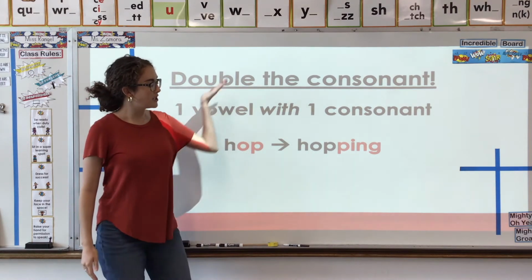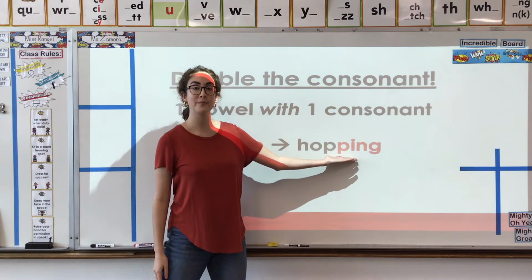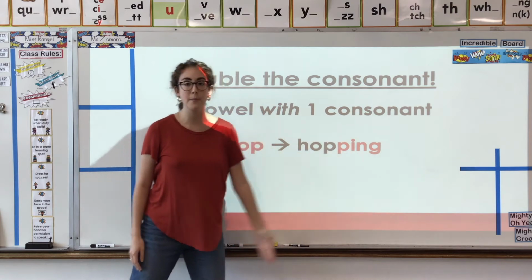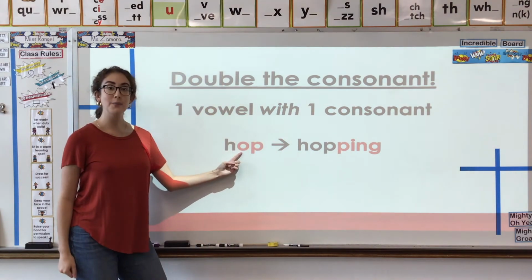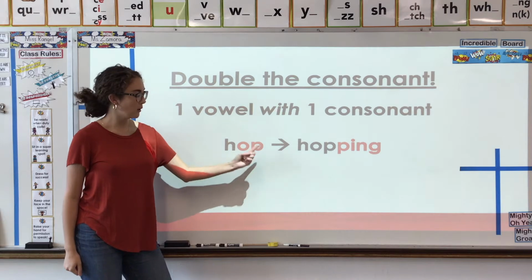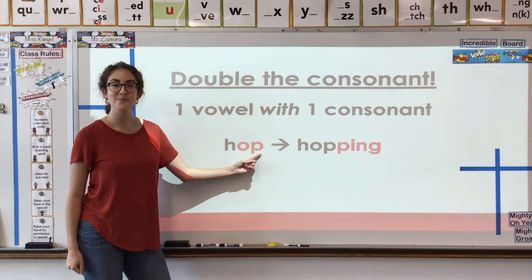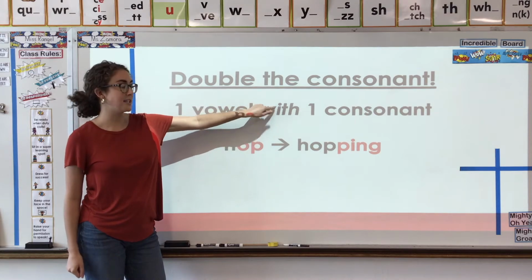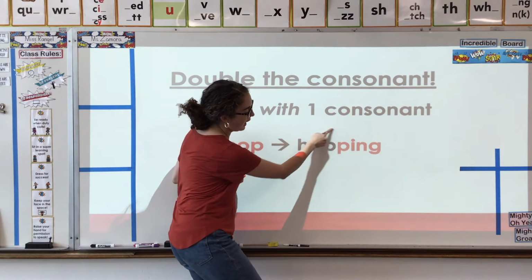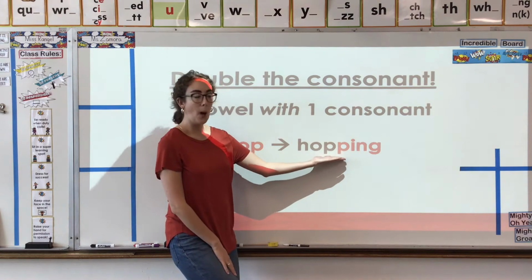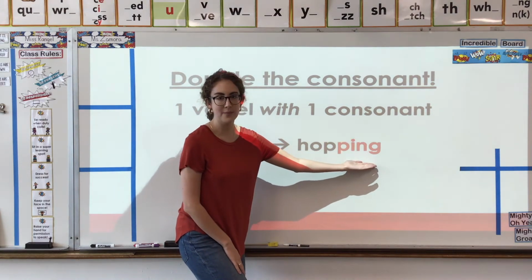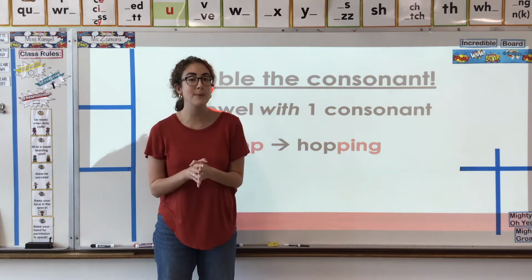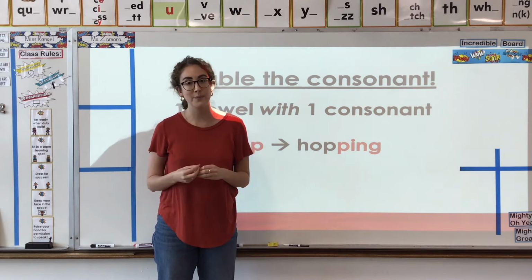Hop. So it becomes hop-ing, hopping. What's the vowel? O. What's the consonant? P. So we have one and one. Because of this clue, we have to double the P before we can add the ending. That doesn't change how we read the word. It's only specific for when we spell.